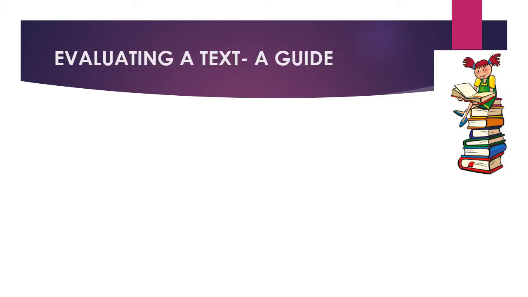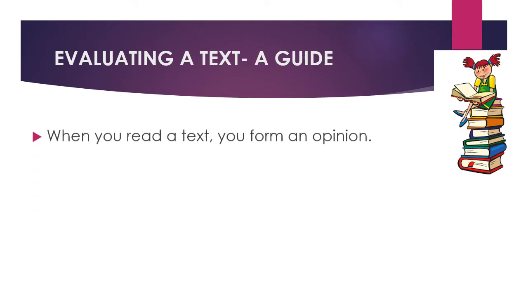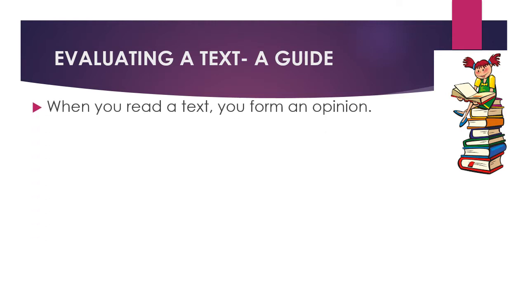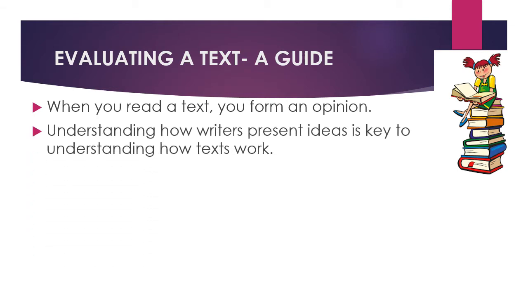So, evaluating a text, a guide. Let's see what guidelines you have to go through when evaluating a text. The first one is, when you read a text, you form an opinion. That is very normal. Whenever you read a text, you create some kind of opinion in your head. Then, understanding how writers present ideas is key to understanding how a text works. So when you form the opinion, the first thing you have to find out is how writers present their ideas. This will help you in understanding how the text works.